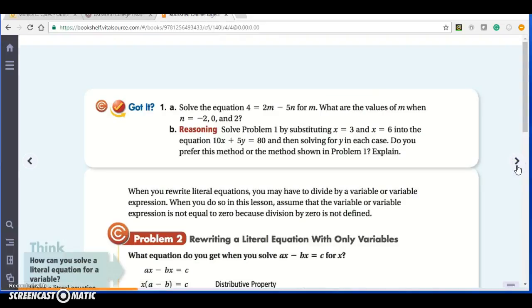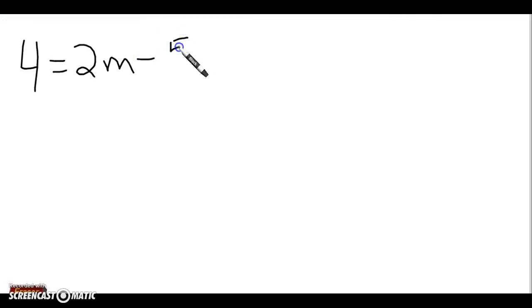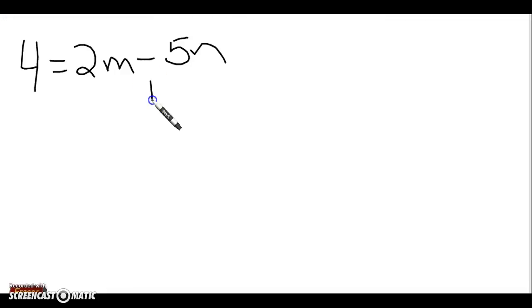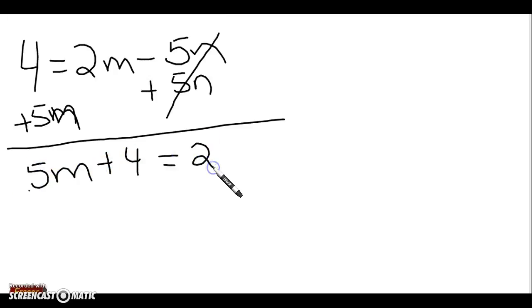Okay, let's take a look at the guided practice. It says solve 4 equals 2m minus 5n for m. So we have 4 equals 2m minus 5n. And I want to solve it for, let me check back, m. So I want m by itself, so I'm going to add 5n to both sides. So that goes away. I'm left with 5n plus 4 equals 2m.